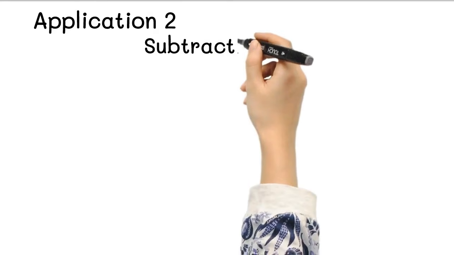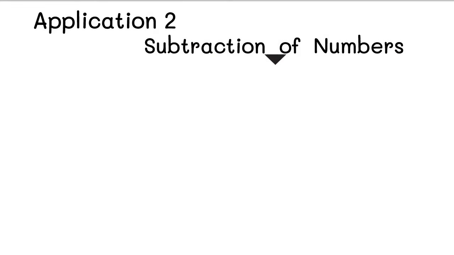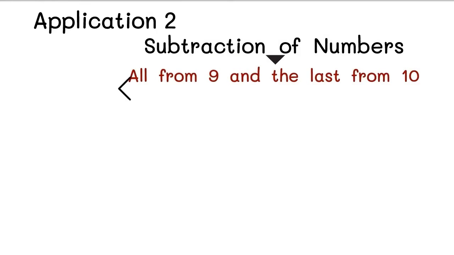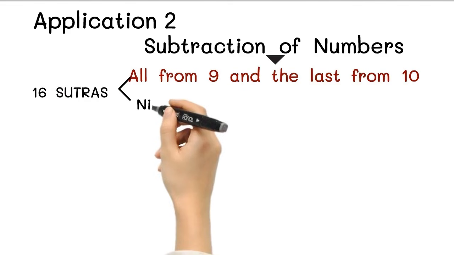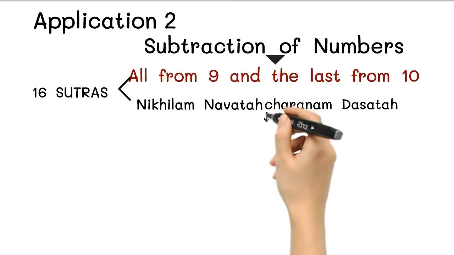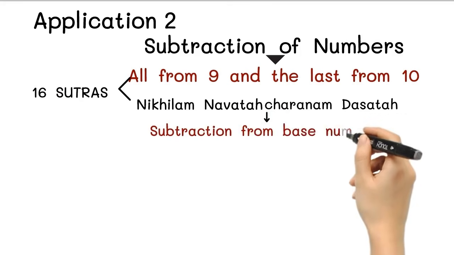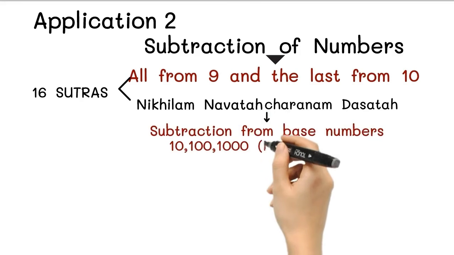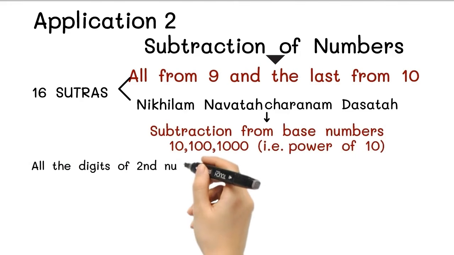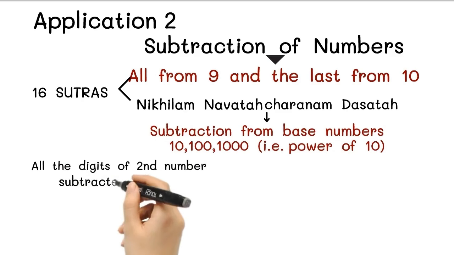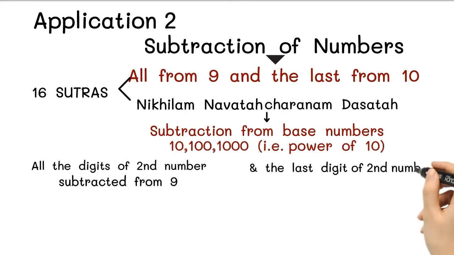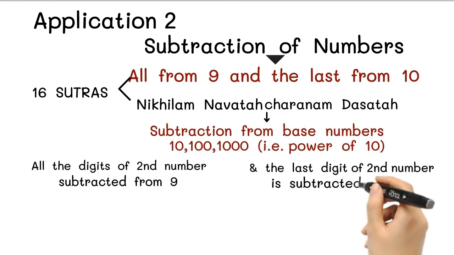Application 2. Subtraction of numbers. Here we will use the concept of all from 9 and the last from 10. This is one of the 16 sutras, Nikhilam Navata Charanam Dashata. This is a very important formula that can be used for subtraction from a base number like 10, 100, 1000, that is, a power of 10. Here, all the digits of the second number are subtracted from 9 and the last digit of the second number is subtracted from 10.